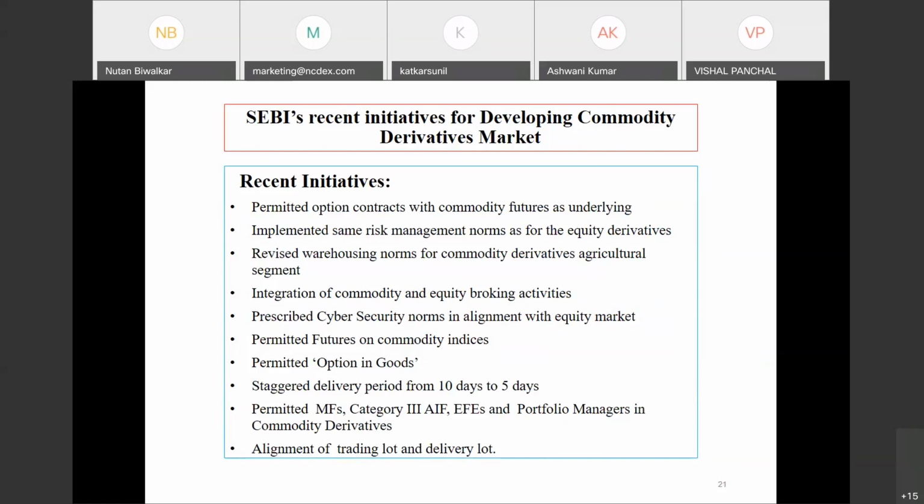Then, to deepen and generate liquidity, we have permitted mutual funds, category three alternate investment funds, eligible foreign entities, and portfolio managers, and there are other measures for facilitating trading in a smooth manner. We are aligning the trading lot, and we introduced staggered delivery, like other measures we have taken.